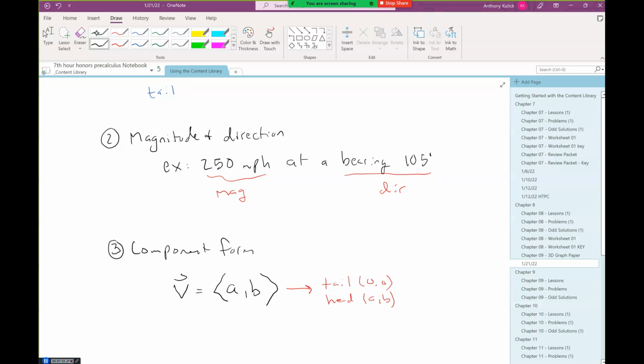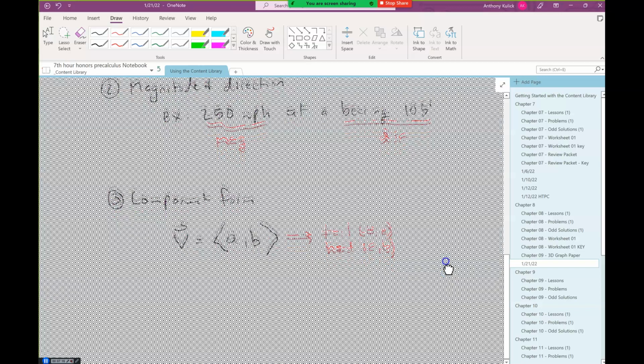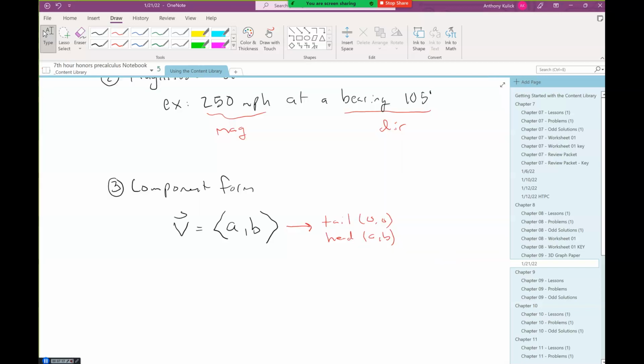So we have 3 different representations, and we'll use all 3 of them to do various things. It's important to be able to convert back and forth between them, because some things are easier to do in component form, and some things might be nice to have in geometric form or as a magnitude and direction. So being able to convert back and forth is going to be helpful.